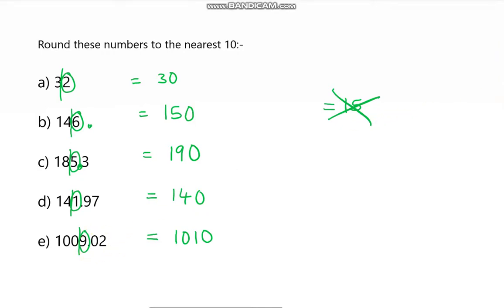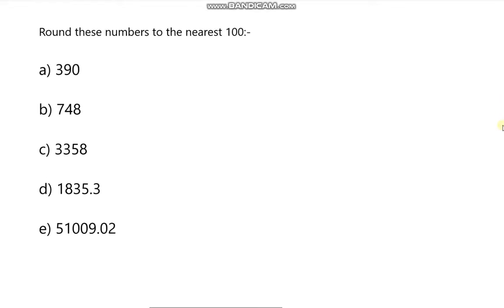Okay, let's move on to rounding to the nearest 100 this time. And again, pause the video and have a go at doing these ones yourself first. Okay, let's change the colour slightly. So let's do it in red now. So to the nearest 100, so identify the hundreds column. So this is our hundreds column. This is 300. So draw a line here and look at this number.